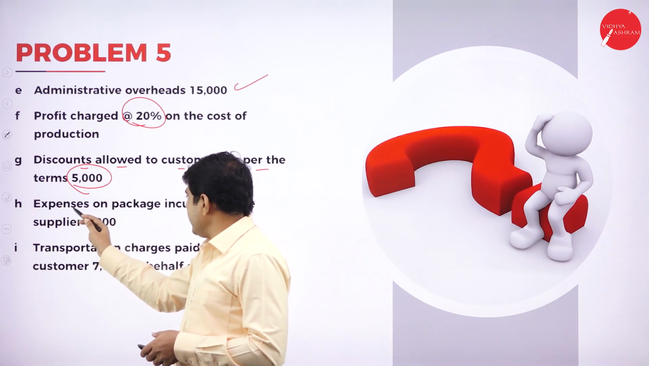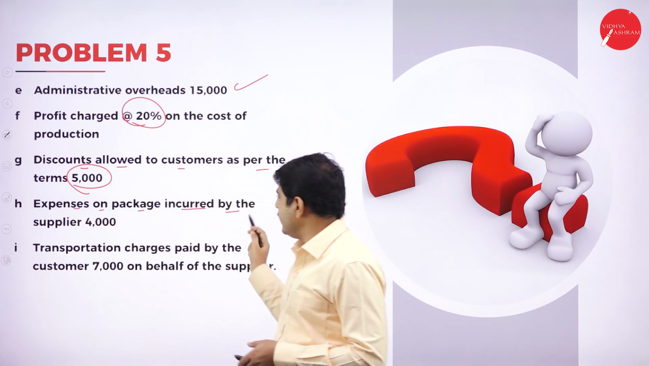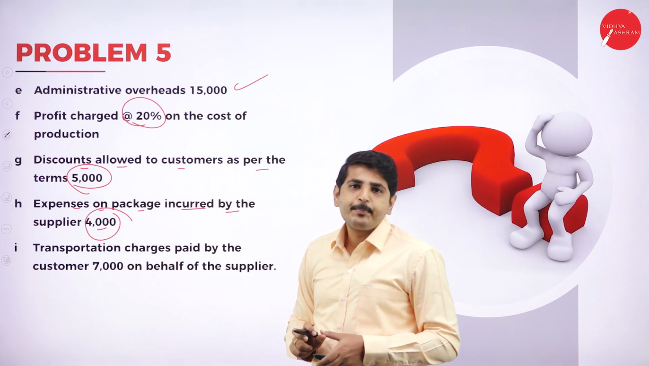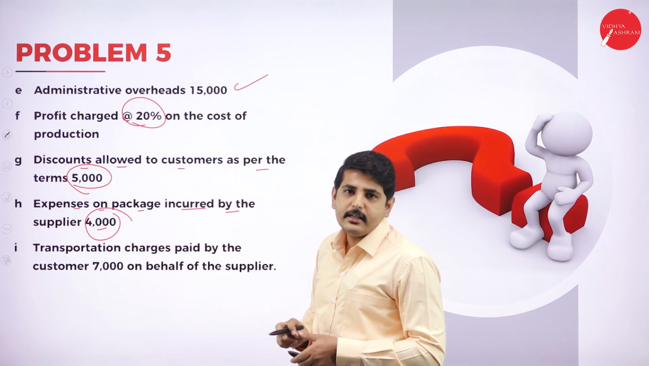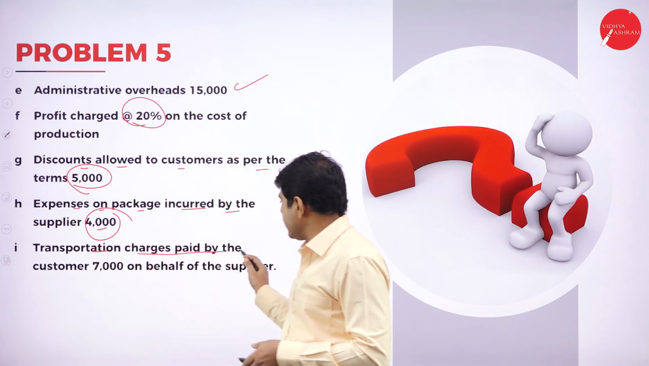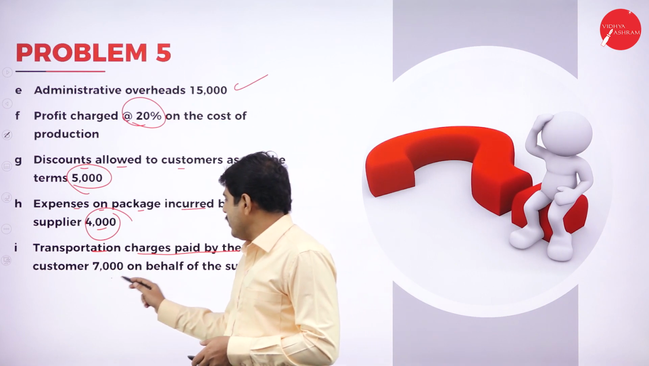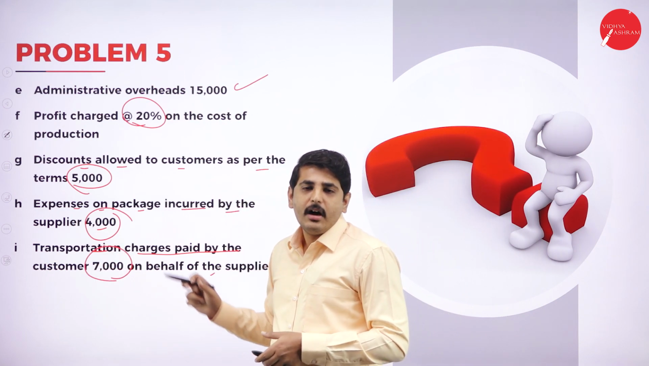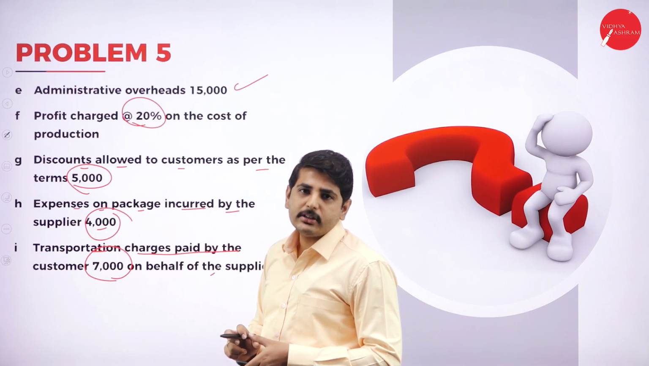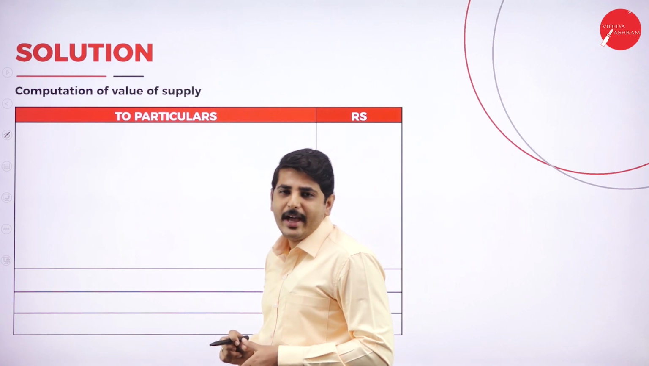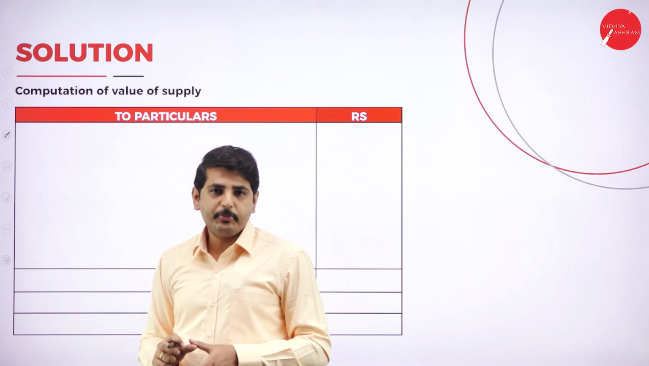Next one, expenses on packing incurred by the supplier 4,000. So once you calculate the cost of production we can add the packing expenses and also transportation charges paid by the customers on behalf of the supplier. This amount also we can add after the calculation of total cost of production. Now let's calculate the value of supply and also cost of production.